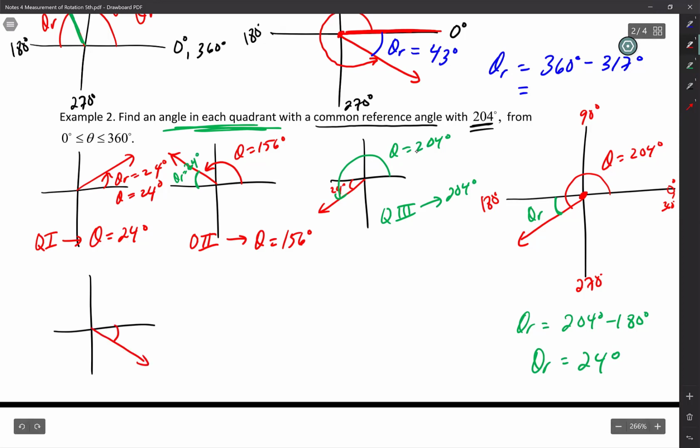And in quadrant 4, it looks like this. This angle there, that's your reference, theta R. I'm going to call that 24 degrees. The angle they want is this one, theta. I go 360, and that's subtract 24, and you get 336. So in quadrant 4, theta equals 336 degrees.